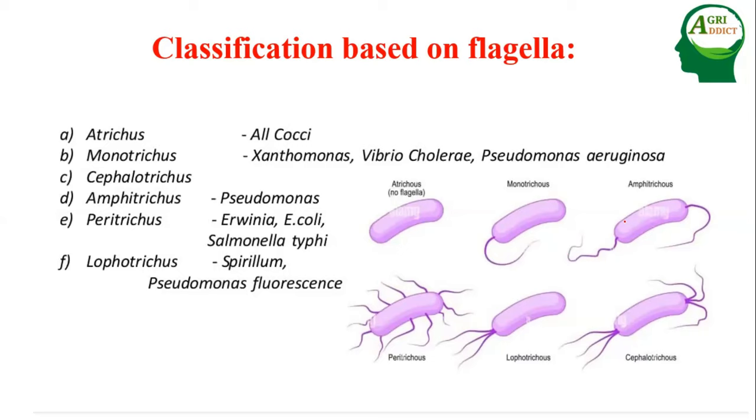Whereas cephalo means tuft of flagella at both the ends. Whereas in case of peritrichous, you can observe here, all over the body of bacteria, there is flagella. And the very good example is Erwinia, which comes under peritrichous. Whereas lopho means tuft of flagella only at one end. An example is Pseudomonas fluorescens. This is about the flagella classification.